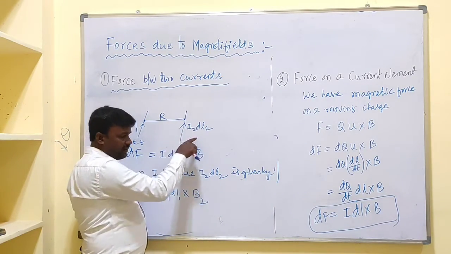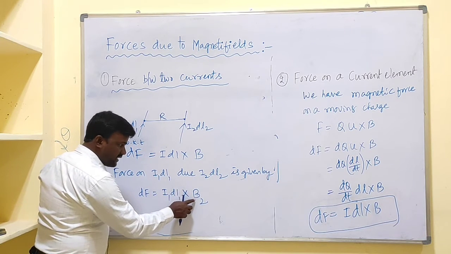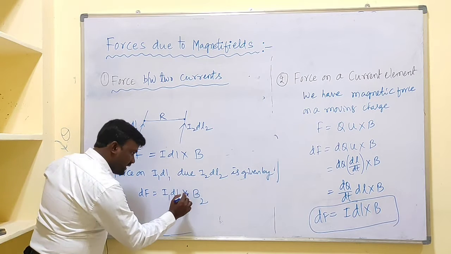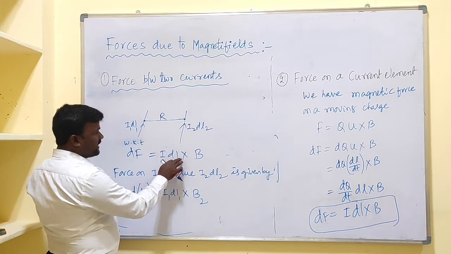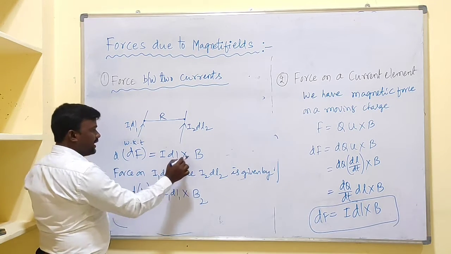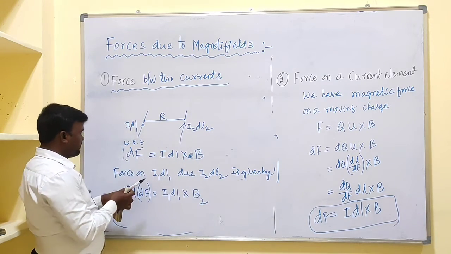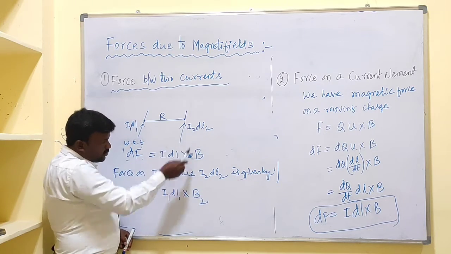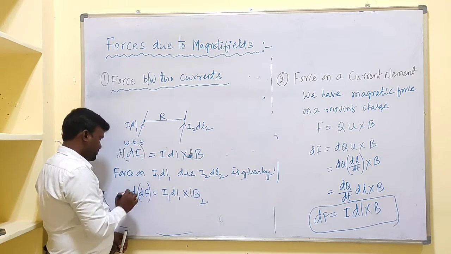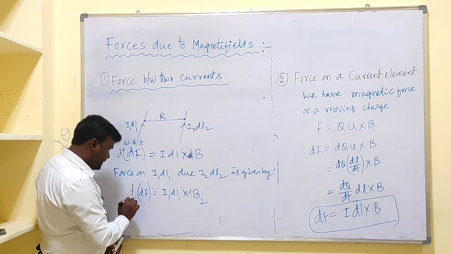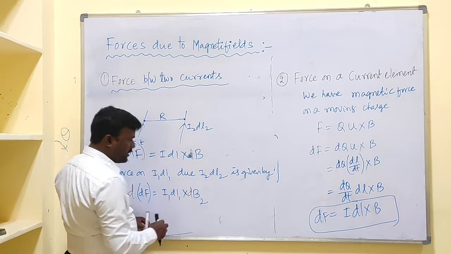As it is a differential current element, it produces only a differential magnetic field. That means instead of taking B2, I need to take dB2, the differentiation of B2. Again here I will get d(dF). If it is dF equals I dl cross B, then for d of dF I need to take dB. I2 dl2 produces dB2, so d(dF) is equal to I1 dl1 cross dB2.